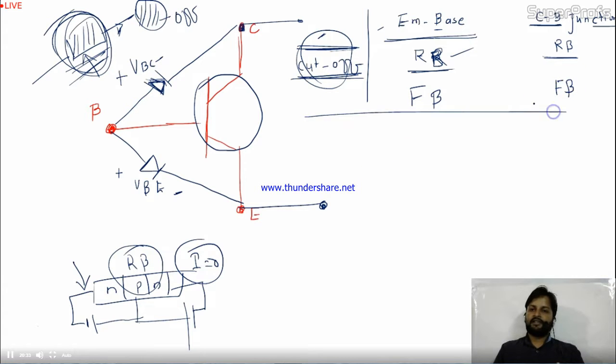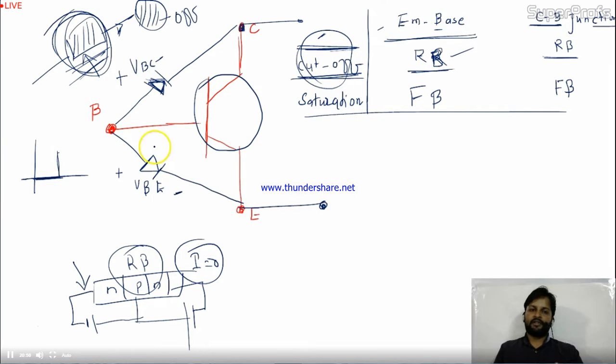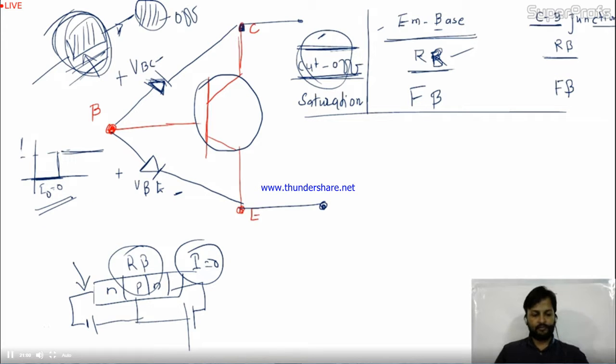Now what if you make both forward bias? In this case, the transistor will work in the saturation region. There will be a constant current in this case. In digital, this is the cutoff region and this is the saturation region. In saturation, the value will be fixed, and in the cutoff region, the value will be 0. Is it okay? I hope it's clear to you.